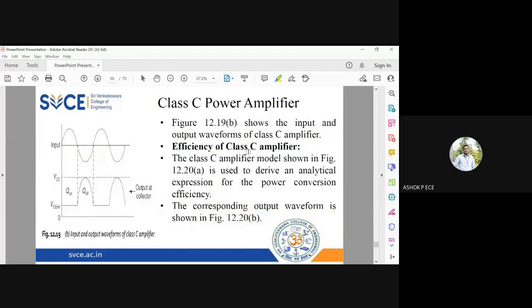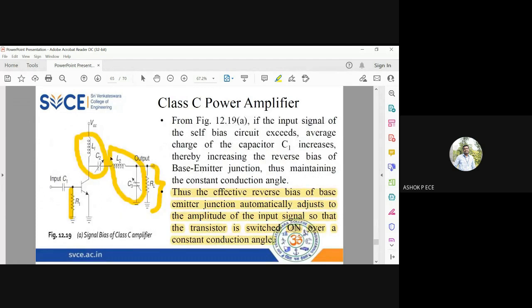You have components L1, C2, and L2, C3. These are also tank circuits. L1 and C2 are in parallel, which is one tank circuit. L2 and C3 are in parallel, which is one more tank circuit. Depending on what frequencies you tune these two circuits to, that particular frequency will be available at the output across your load resistance RL. If both are tuned to the same frequency, that frequency will be available across RL. If you want two frequency components, you can have different values for L1, C2, L2, C3, and those two frequencies will be available across the load resistance RL.